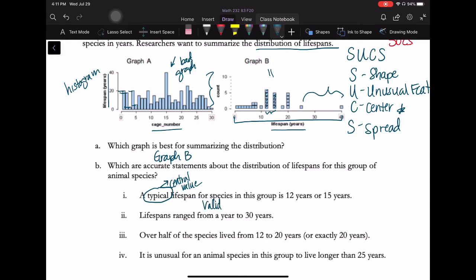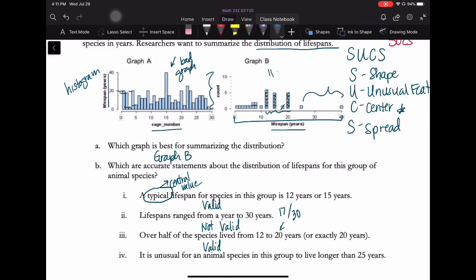Lifespans ranged from a year to 30 years. Well, no, we have one that goes up to 40, so I would say that that's not valid. Over half the species lived from 12 to 20 years. 12 to 20 would include all of these. So we have 11, 12, 13, 14, 15, 16, 17. So we have 17 total out of the 30. That's more than half. So for sure, that's a valid statement.